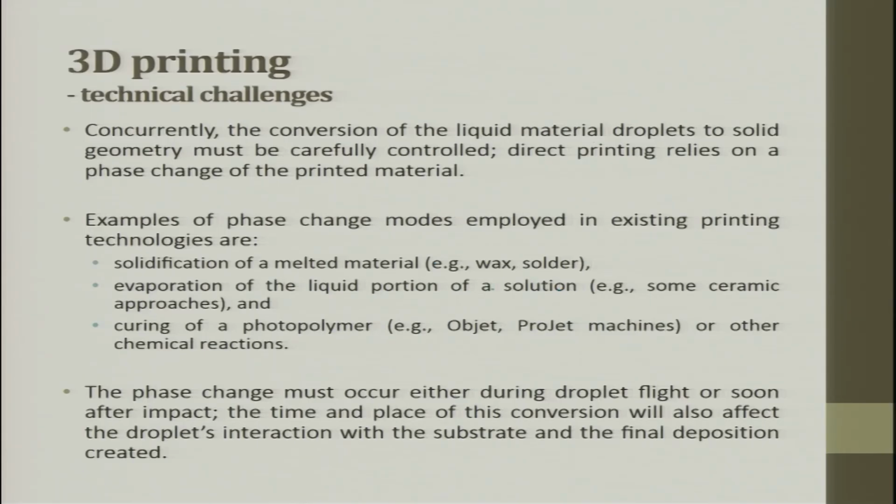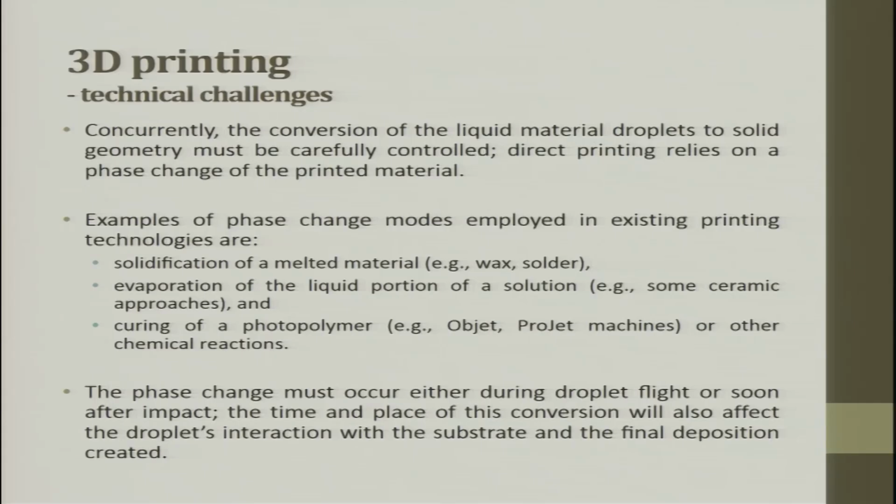So, what happens? There is a ceramic, there is a liquid melt. When it is exposed to the atmosphere, the volatile material evaporates. So, evaporation of the liquid portion of a solution happens. Then curing of a photopolymer or other chemical reactions can also happen. So, these Objet and Project machines follow this curing of a photopolymer by chemical reactions.